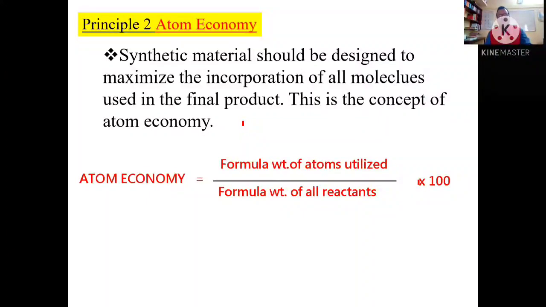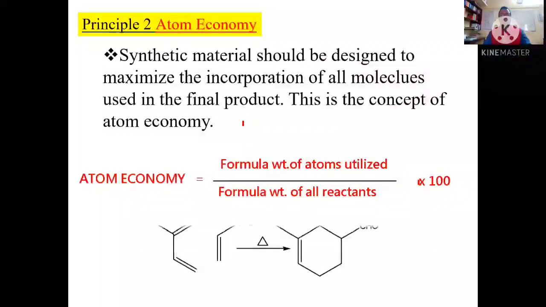Suppose for a particular chemical reaction, the atom economy is 50%. That means out of the total atoms present in the reactant, only 50% atoms are present in the product. It means the remaining 50% is waste, which we do not like to have. So as a new generation chemist, you have to design processes where the maximum number of atoms in the reactant are present in the product, then only the atom economy will increase.